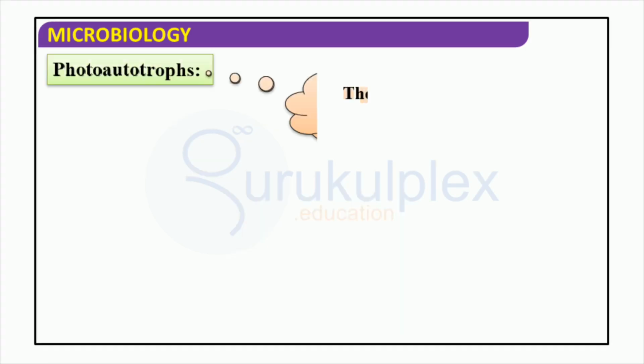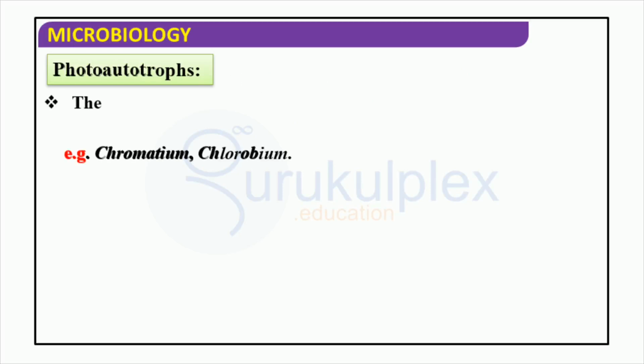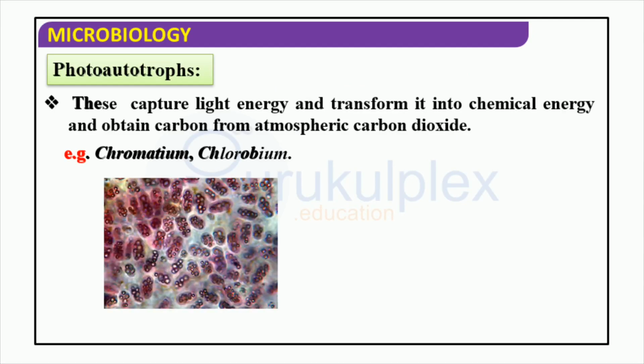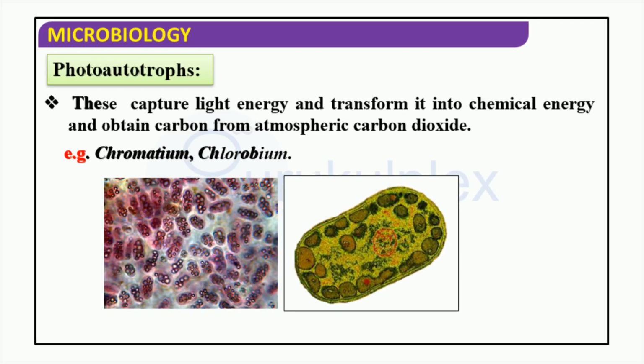Bacteria like Chromatium and Chlorobium have the unique ability to generate chemical energy from light. These photoautotrophs acquire carbon from atmospheric carbon dioxide and are of grave importance for the global carbon cycle due to their transformative role in converting carbon dioxide into organic compounds, usable by other organisms.